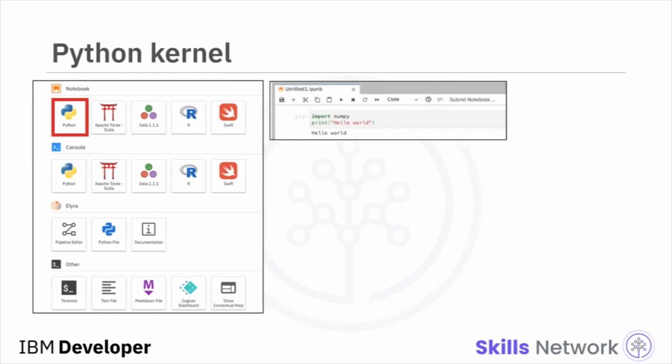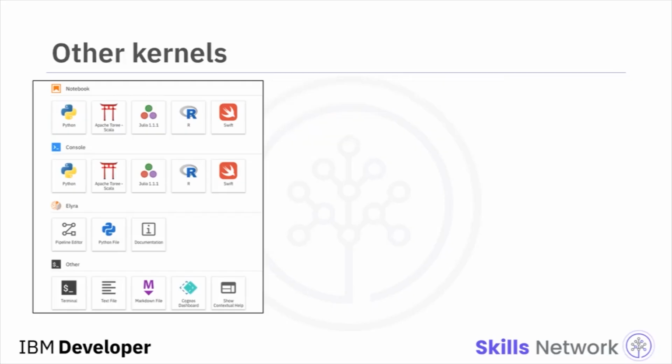The Python kernel allows you to run Python cells. You can run the Python script in the cells to produce an output. The top right corner of the notebook shows the name of the kernel, and here it shows the Python kernel. You do have the option to run other kernels. The Skills Network Virtual Jupyter environment has Apache, Julia, R, and Swift.